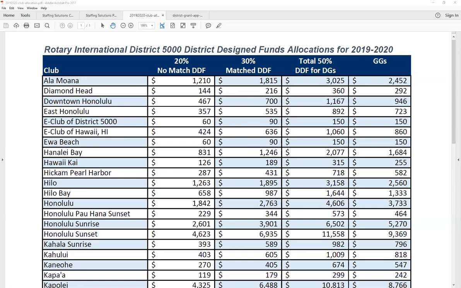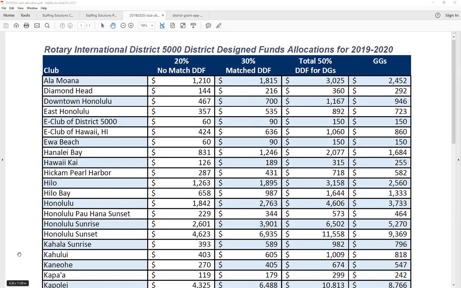All right. So Alamoana is getting a total, and the totals are based on a percentage of the total giving. A percentage is based on what the club gave versus the total giving for the district 3 years ago. Then that money comes back and we take an average of the last 3 years of club giving. That's all on the District 5000 website if you want to look at that really detailed one. Based on this, the total amount of DDF that Alamoana would have coming to it for the year is $5,477. That's the total, 50% of DDF for district grants, and $2,452 for global grants. Okay?